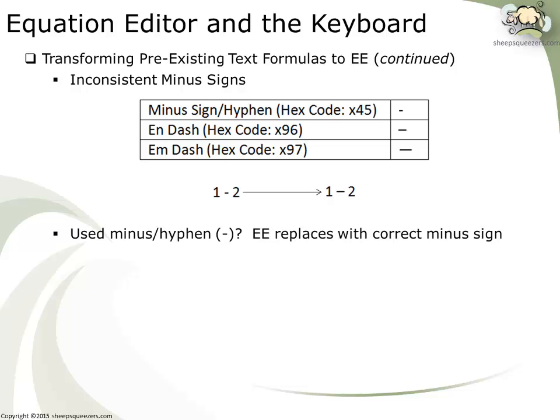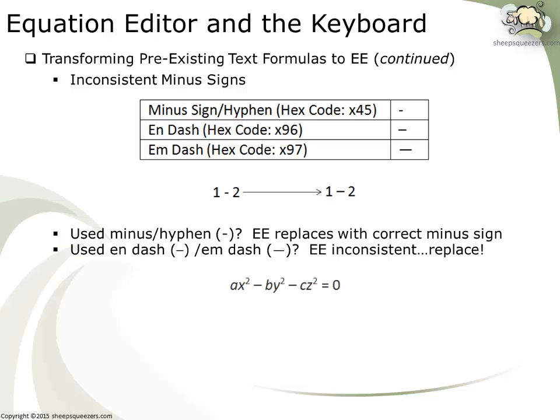So if you've used the minus sign or hyphen, what happens in an equation editor object when you go to highlight a pre-existing text formula and you hit the alt equal sign? Well, the equation editor object will replace it with the correct minus sign that the equation editor actually uses. Unfortunately, if you use the N dash or the M dash, the equation editor is a little bit inconsistent. You will have to go back and replace all those crazy minus signs. You most likely won't ever encounter an M dash. You will encounter an N dash because as you're typing formulas in Microsoft Word without the equation editor, Microsoft Word will transform some of those dashes into the longer dashes with the N dash.